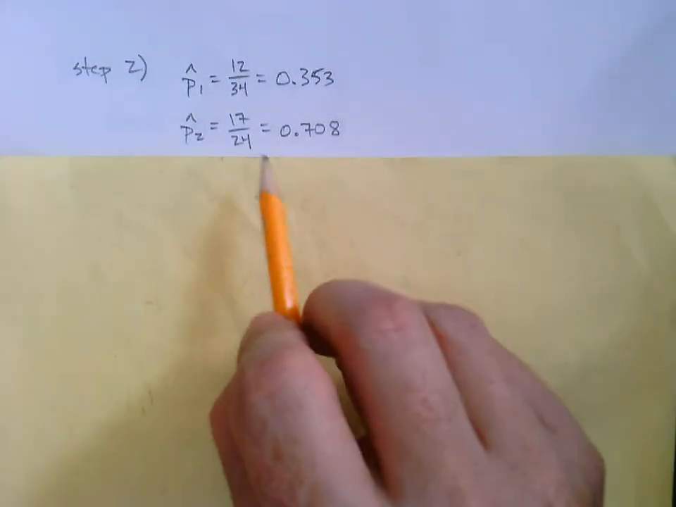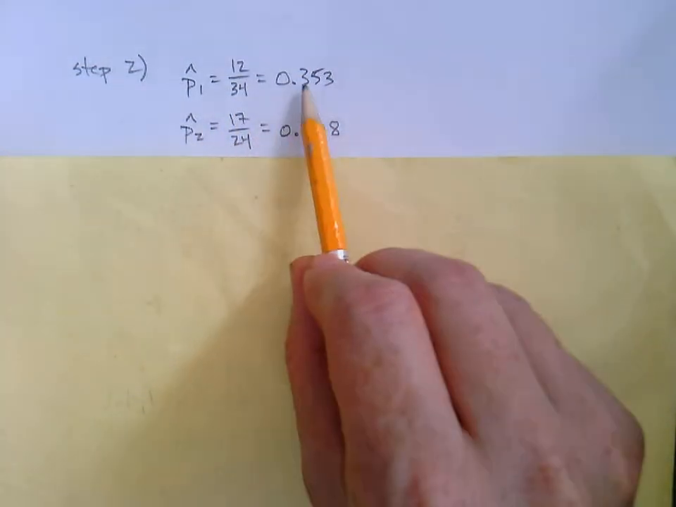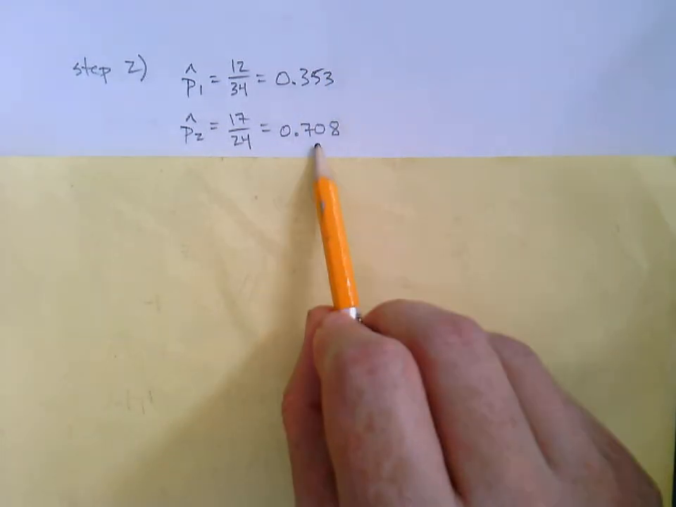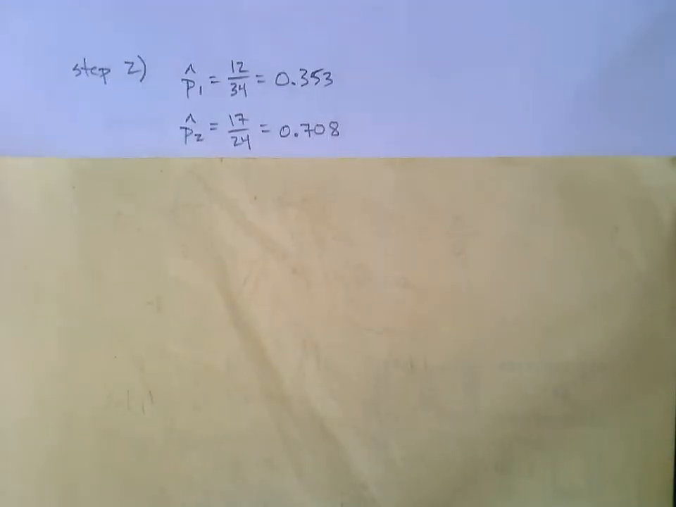P2 hat, the sample proportion of success for the large nursing homes, 17 out of 24. Turns out to be 0.708. And looking at this, it wasn't obvious at first, but that's double. That's almost exactly double the probability. Wow. I think we know where this test is going. Maybe. We don't want to speak too quickly, right? But I think we have a hint.